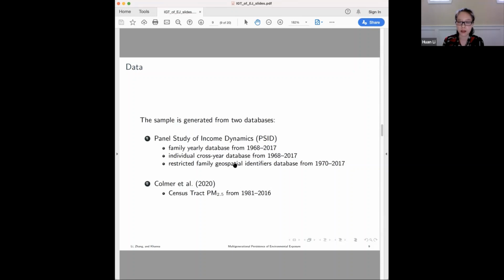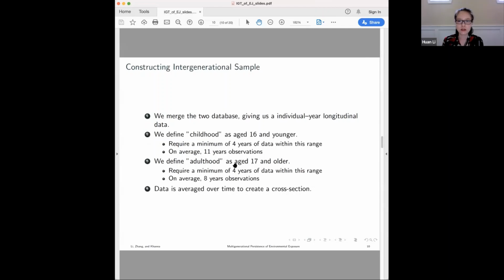And then the PM 2.5 is from Coleman's paper. This paper provides us almost the entire country's PM 2.5 at the census tract level from 1981 to 2016. So because we know where everyone lives, as long as I know which census tract you live in, I can link the PM 2.5 to your data.